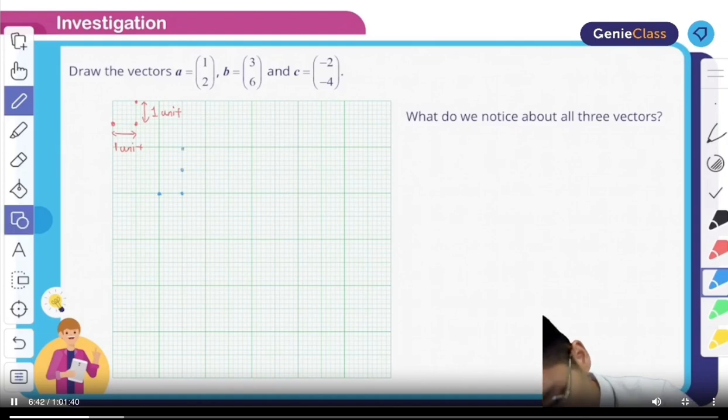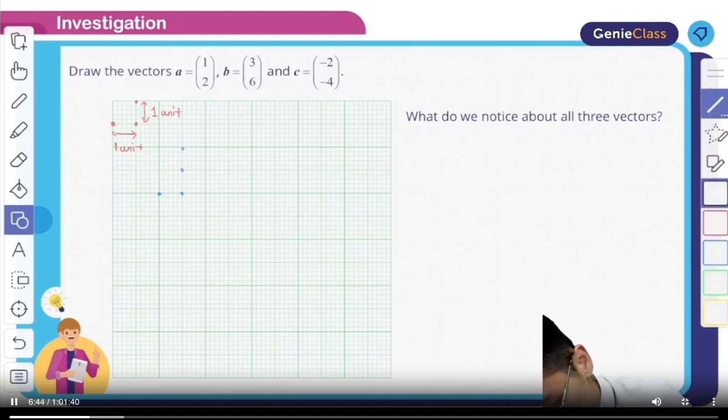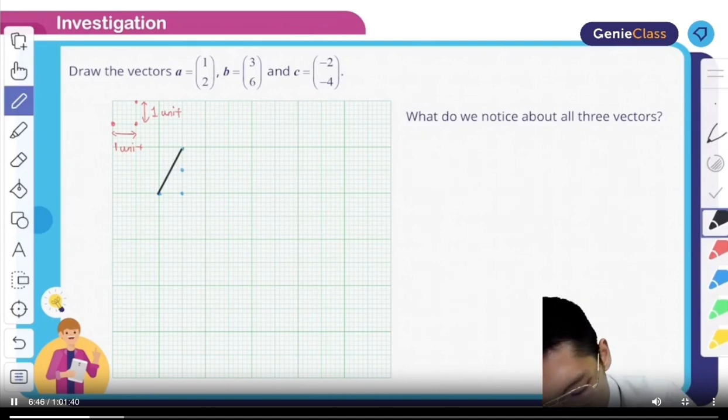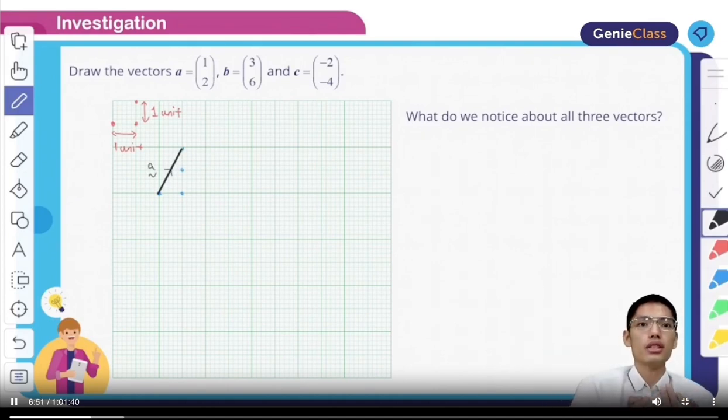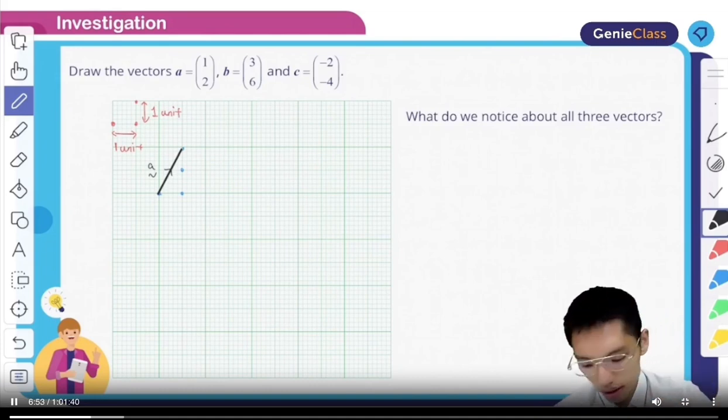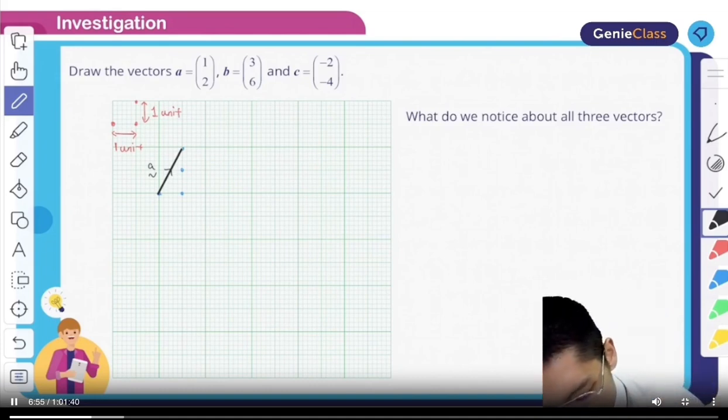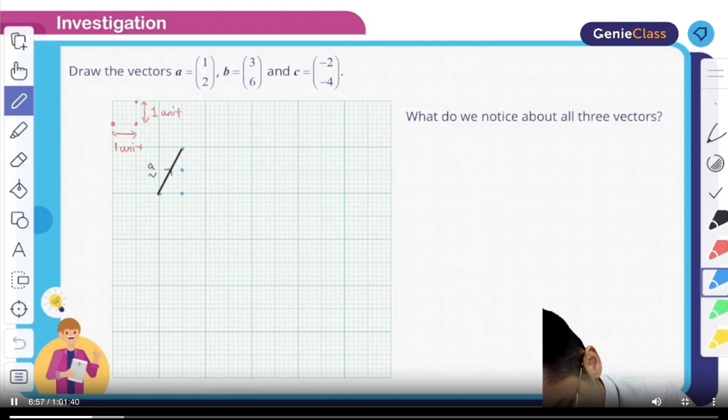So therefore, for A, this will be my vector 1, 2. Now, B, 3, 6. I hope you all realize it's just 3 times. So let's draw my vector 3. Over here, it's going to be 3 across and 6 up. So just bear with me while I draw the dots to coordinate. 1, 2, 3, 4, 5, 6.